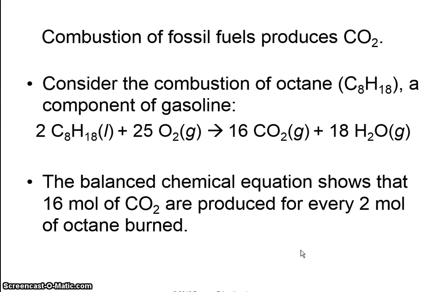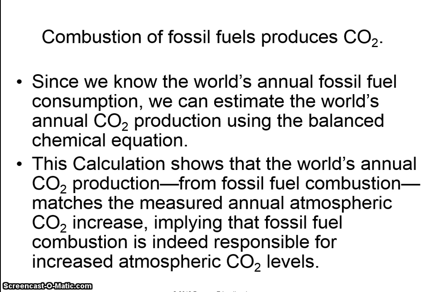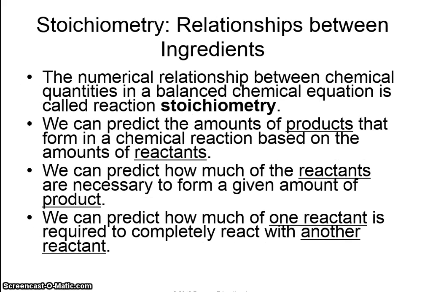This equation shows that 16 moles of carbon dioxide are produced for every 2 moles of octane burned. Since we know the world's annual fossil fuel consumption, we can estimate the world's annual CO2 production using the balanced chemical equation I just showed. This calculation shows that the world's annual CO2 production from fossil fuel combustion matches the measured annual atmospheric CO2 increase. And this implies that fossil fuel is responsible for the increase in carbon dioxide levels in our atmosphere.